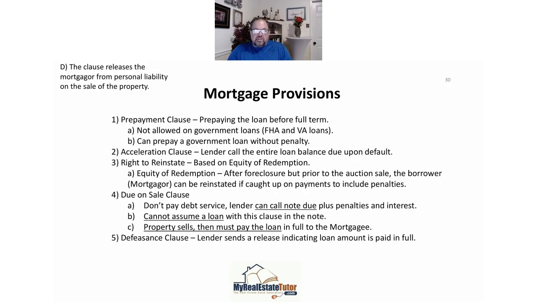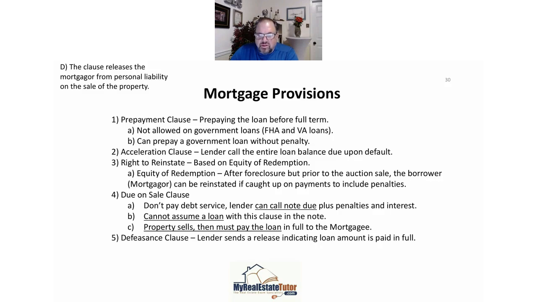All right, mortgage provision. This falls under the mortgage provision. And this is all the clauses that we see within the promissory note for the mortgage itself: prepayment clause, acceleration clause, right to reinstate, due on sale clause, and then a defeasance clause. So the one we're looking at is a due on sale clause, number 4. Okay. So a due on sale clause means if you don't pay the debt service, the lender can call the note due, plus interest, penalty and interest.